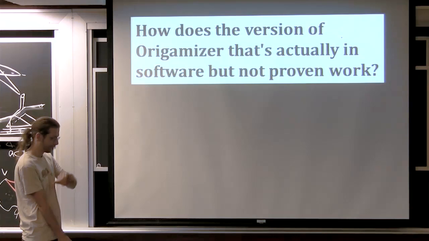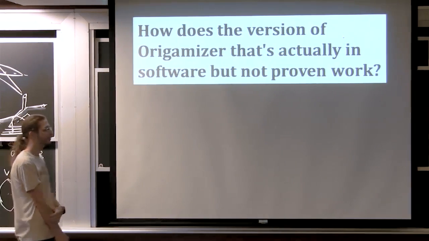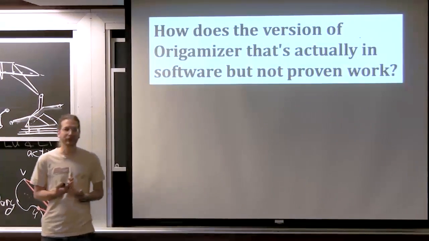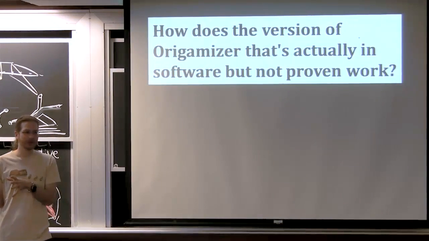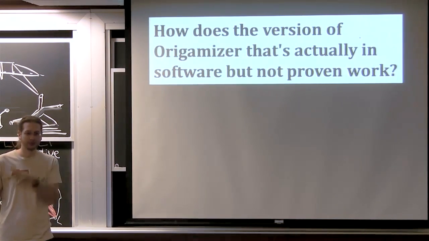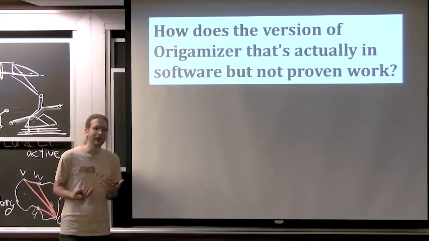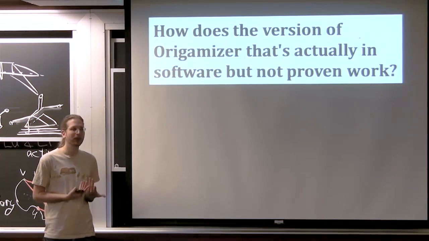Cool. Next we go to Origamizer. So as I mentioned in lecture, there's two versions of Origamizer. There's the version that's implemented in the software, and there's a version that we're proving is always correct. These are different because the version of the software doesn't always work. And it remains that way because the software version is more practical.